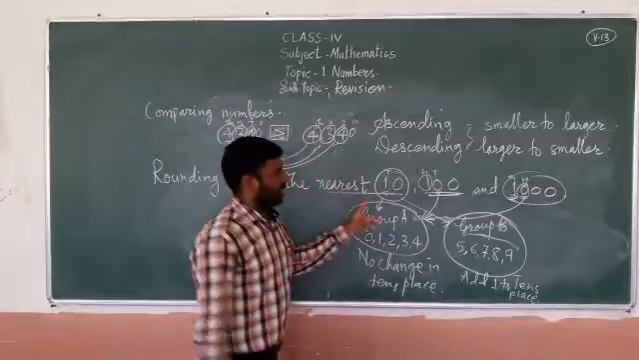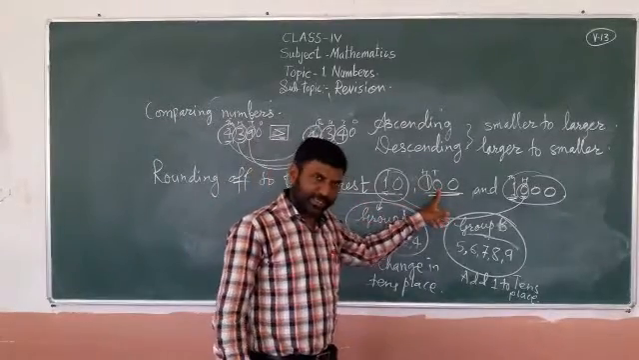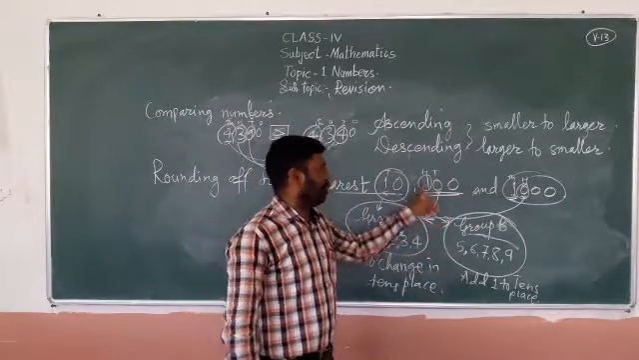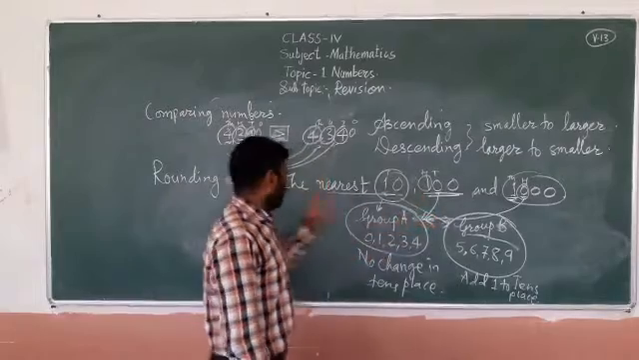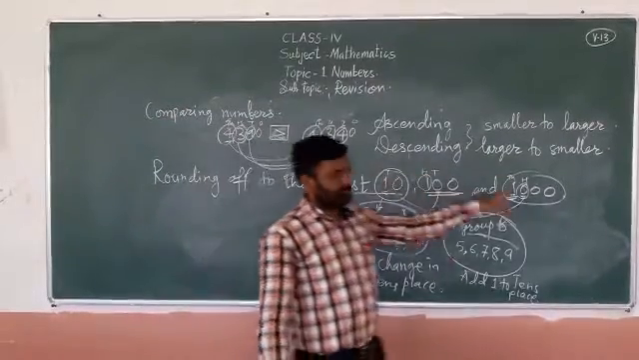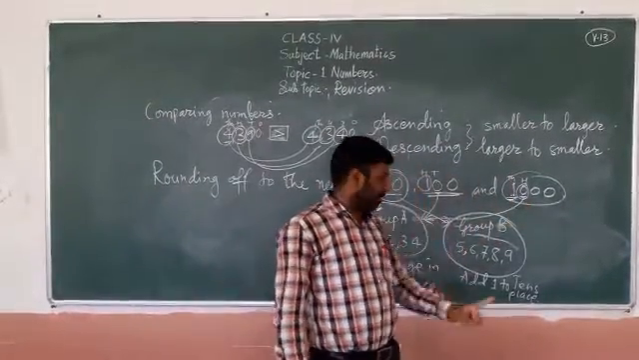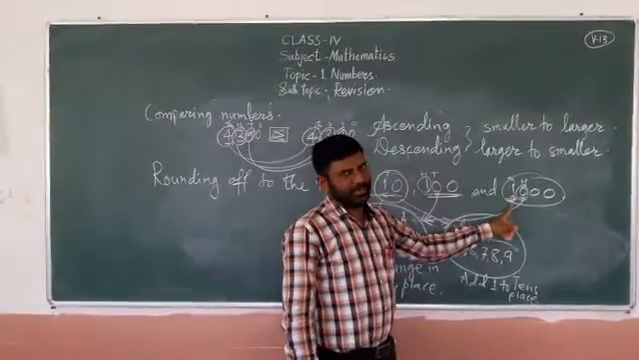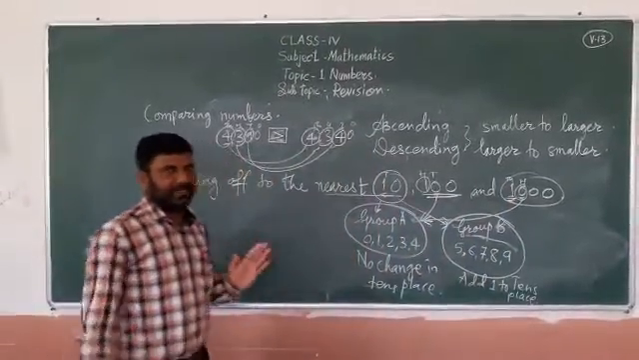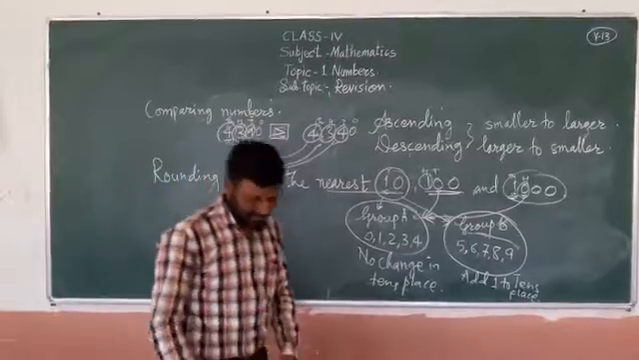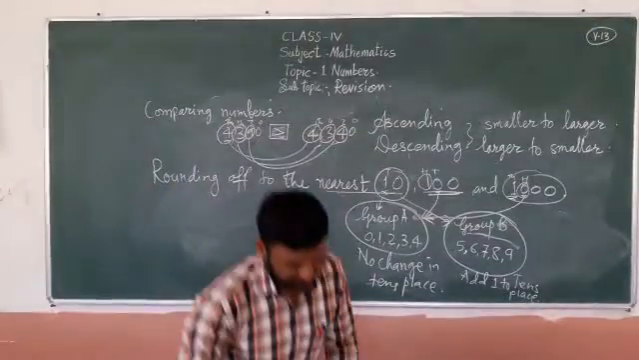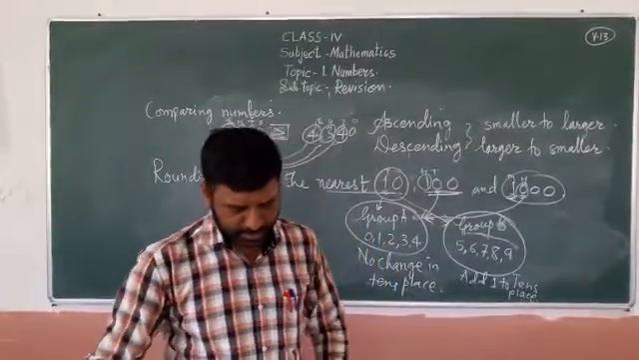If rounding to the nearest 100, then we have to add 1 to the hundreds place. If rounding off to the nearest 1000, then you will have to add 1 to the thousands place. Understand? It's very easy, but it needs practice. Got it? So this is very important.